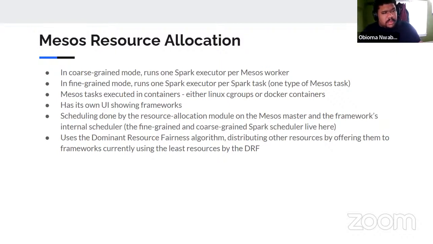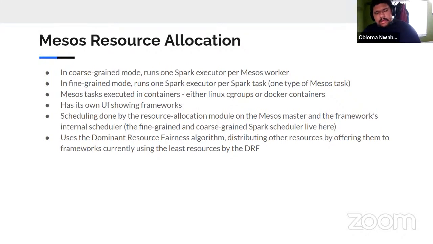And Mesos, of course, has its own UI that shows which frameworks are running. So you can get the same information as you would looking at the Spark Master UI for your Spark applications, but also whatever other potential frameworks you're running on the cluster will show up there. And then the scheduling is done by the resource allocation module on the Mesos master and the framework's internal scheduler. So the internal scheduler is the fine-grained or coarse-grained mode that determines which Spark executors inside the Mesos workers are being created, and then the resource allocation module determines which containers exist and what they're doing. And then those resources are distributed using the dominant resource fairness algorithm.